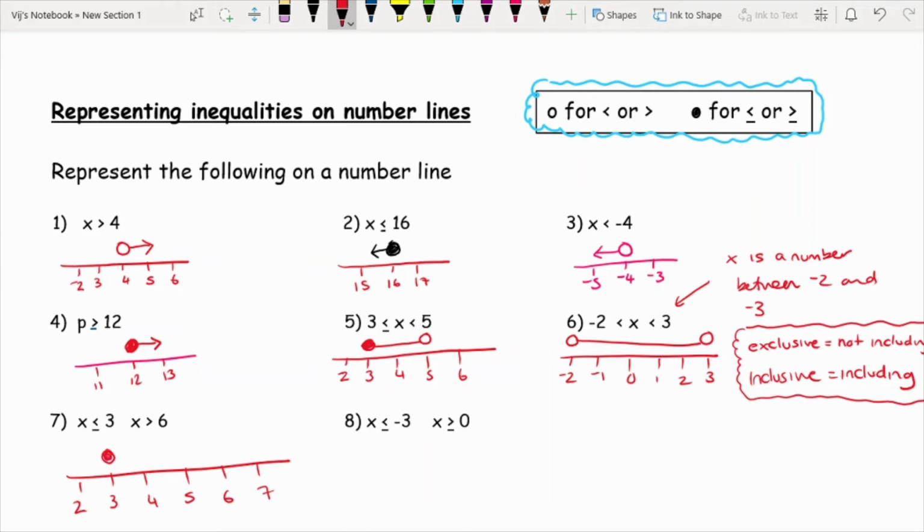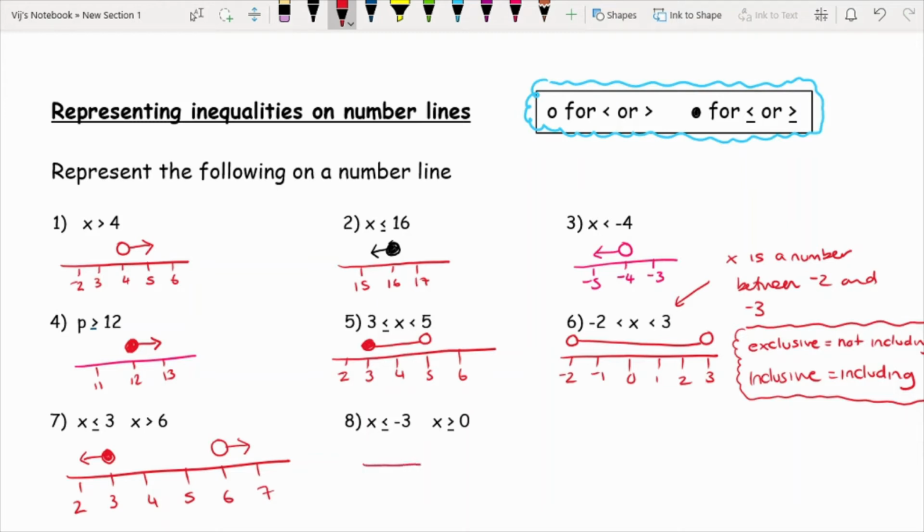Now the difference with this is that the arrow is facing to the left, so I'm going to draw an arrow facing the left. Now for the next one, I'm going to draw a circle above 6. It hasn't got a line underneath it, so I'm going to leave it unshaded, and that one is going towards the right. So there is the final answer for question 7.